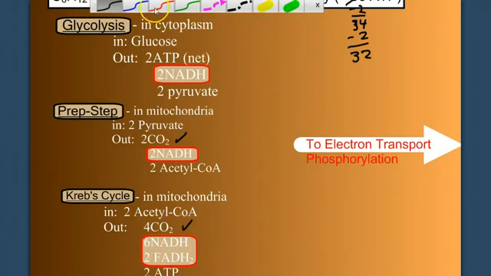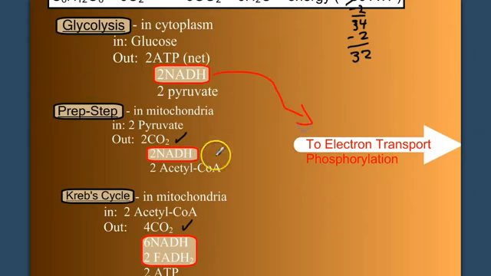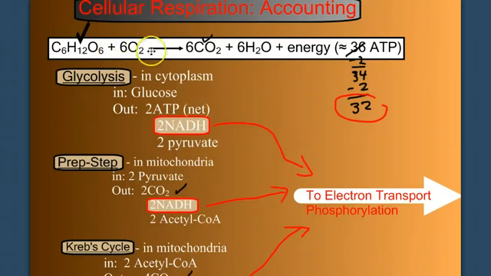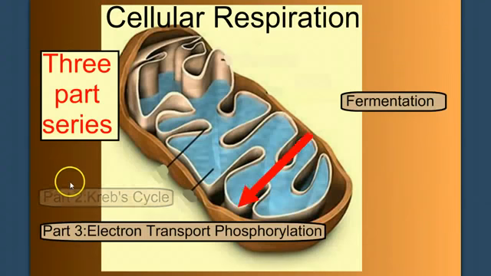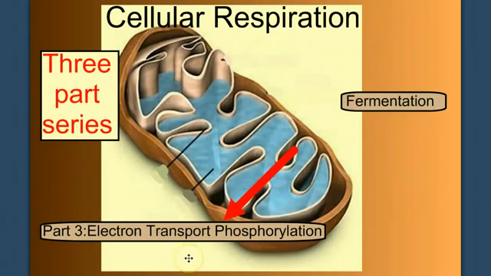All of these molecules are going to be sent to the electron transport chain for electron transport phosphorylation. There's still a lot of energy that we have to tap into in these molecules. In fact, the majority of that energy. And notice we've yet to use oxygen and we still haven't made water, so there's a lot more to do. So come back to the next video on electron transport phosphorylation. You can find the link here.